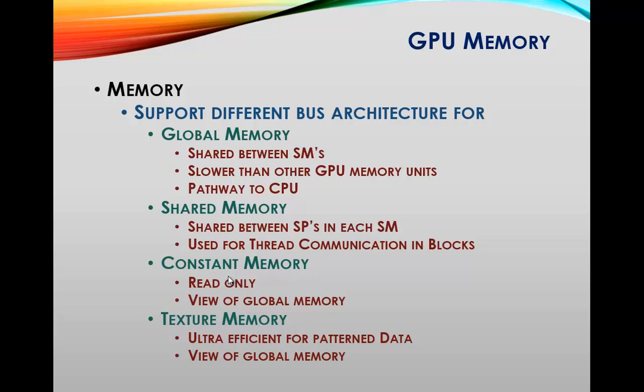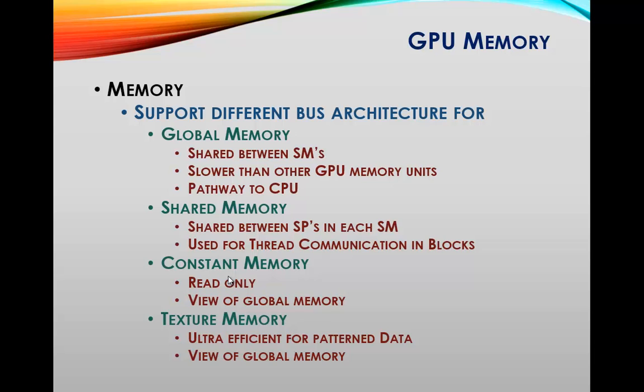Then you have shared memory, which is shared between all the streaming processors or simple processors within each of the streaming multiprocessors, and it's basically used primarily for thread communications in thread blocks. You have constant and texture memory, and constant memory, of course, as the name says, is a constant read-only memory, and it can be used as a faster version of accessing and viewing the data in the global memory. You cannot change the value of this data though.